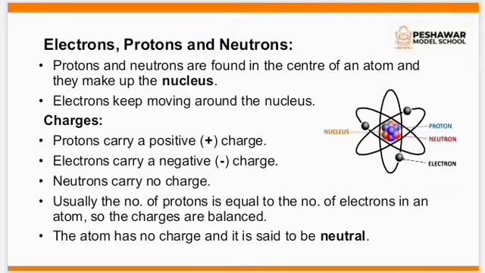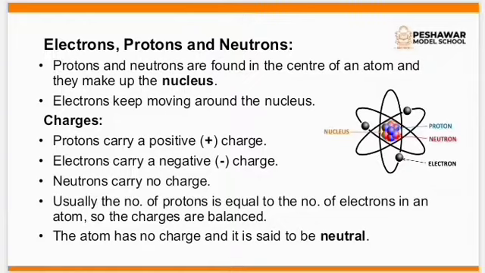Protons and neutrons are found in the center of an atom and they make up the nucleus. As we know, the nucleus is always present in the center of any cell. So similarly, like a cell, here protons and neutrons are found in the center of an atom, and so they make up the nucleus. As you can see in this picture as well, electrons keep moving around the nucleus, in the shells around the nucleus, right?